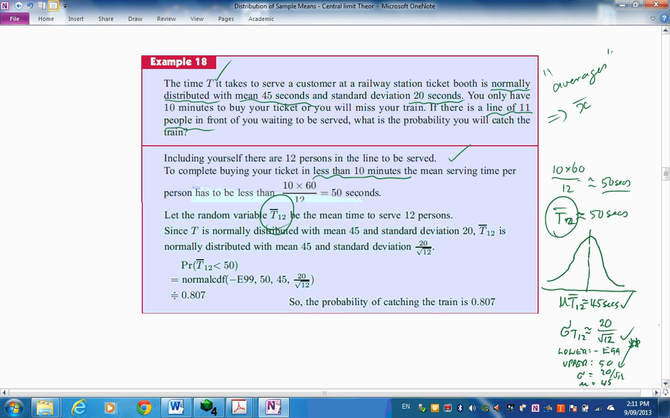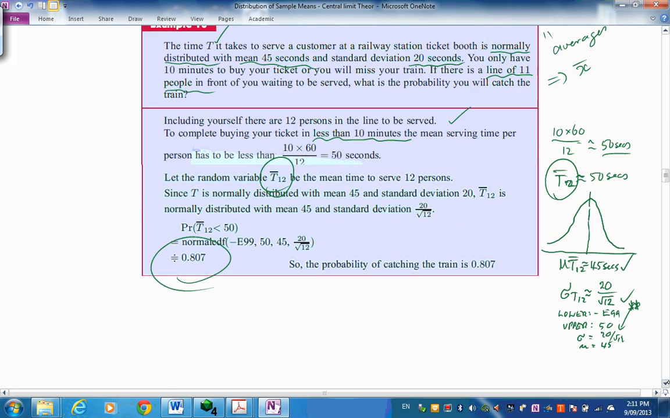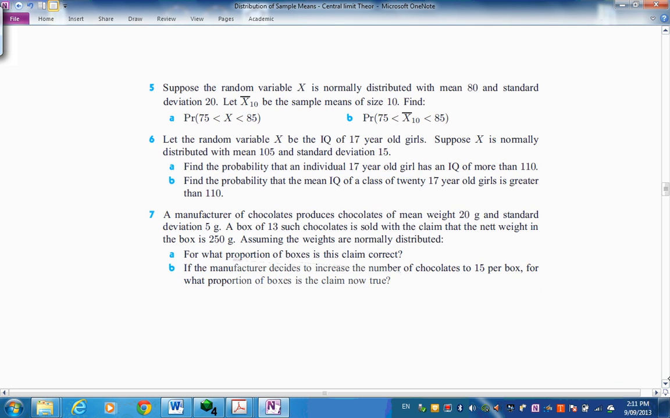Okay, so we will then come out with a probability, and they've done it over here. You've got an 80% chance of getting that train on time. All right, I'll give you a go now. Let's come down and have a go at these.